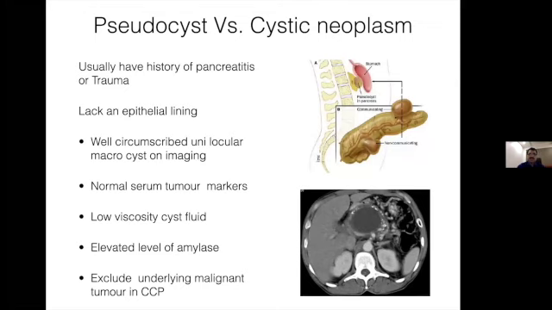So pseudocyst lacks an epithelial lining, and there will be normal serum tumor markers, and the cyst fluid has a very low viscosity, and there will be elevated serum amylase. The picture shows a pseudocyst on a background of chronic calcific pancreatitis. It can very well be misdiagnosed as a mucinous cystic neoplasm with a peripheral eggshell calcification, because that is a malignant tumor which has malignant potential.